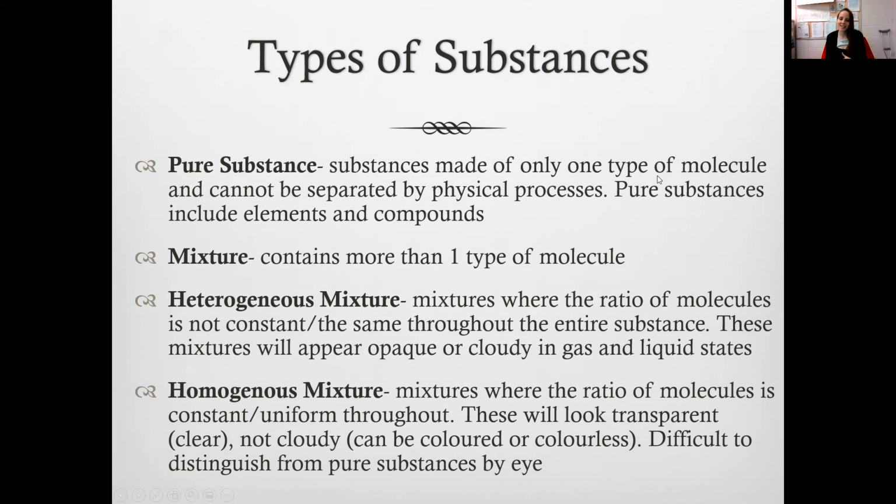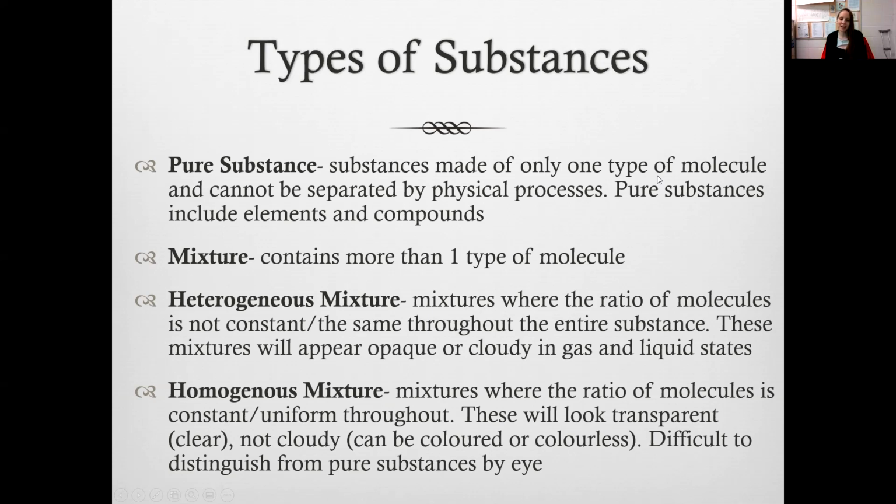A mixture then contains more than one type of molecule, and there's two different categories of mixture that we're going to be looking at, the heterogeneous mixture and the homogeneous mixture. The heterogeneous mixture is a mixture where the ratio of molecules is not constant throughout the substance. And the way that you can tell that is if you're looking at a liquid or gas, and it's a mixture, it will appear cloudy or opaque. So it'll be hard to see through if it's a heterogeneous mixture.